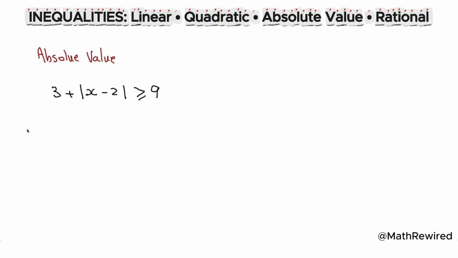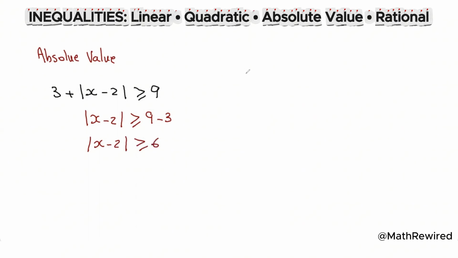And the next thing here is absolute value. So there are a few things we're going to do here. First thing, we're going to move the 3 to the other side. So we're going to have |x - 2|, absolute value. When I move the 3 to the other side, it becomes minus 3. So that's what we have. And therefore, |x - 2| is greater than or equal to 6.